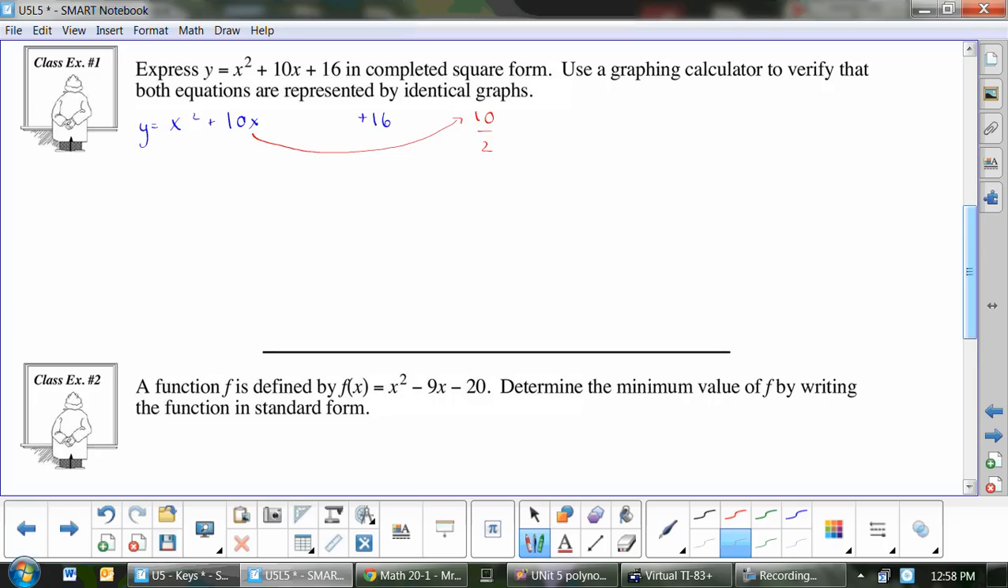So what we want to do is we want to take our 10 and we divide it by 2, and then we square that. And it does equal 25. So the next thing we're going to do then is we'll go, okay, y equals x squared plus 10x, and we're going to add 25 and subtract 25, because we know if we add and subtract the same thing, we're not actually changing the problem, right? It's the same thing if I said, oh, plus 1 minus 1.